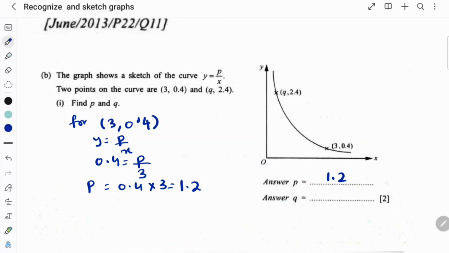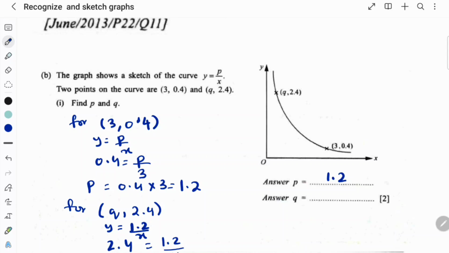Now we are going to find out the value of q, and we are substituting in the same equation for the other one. Okay, for q and 2.4 in the same equation. So y is equal to, and we know one value which is p. So p is equal to 1.2 over x. Okay, now y is 2.4 is equal to 1.2 over x.